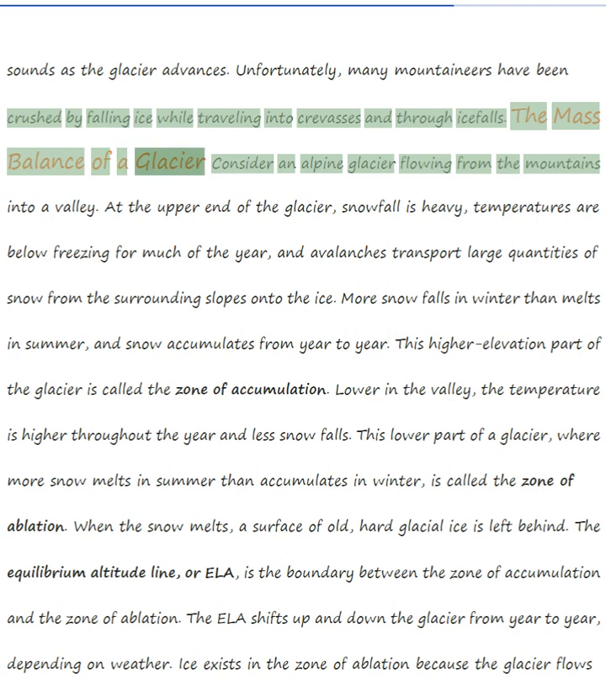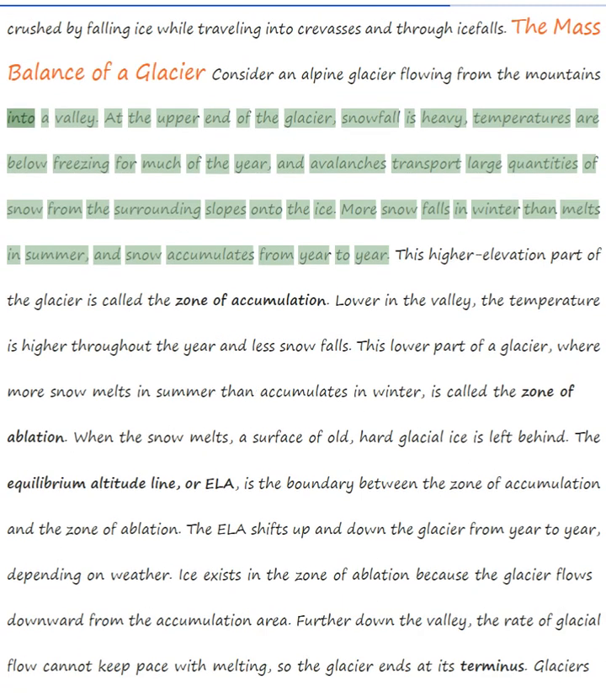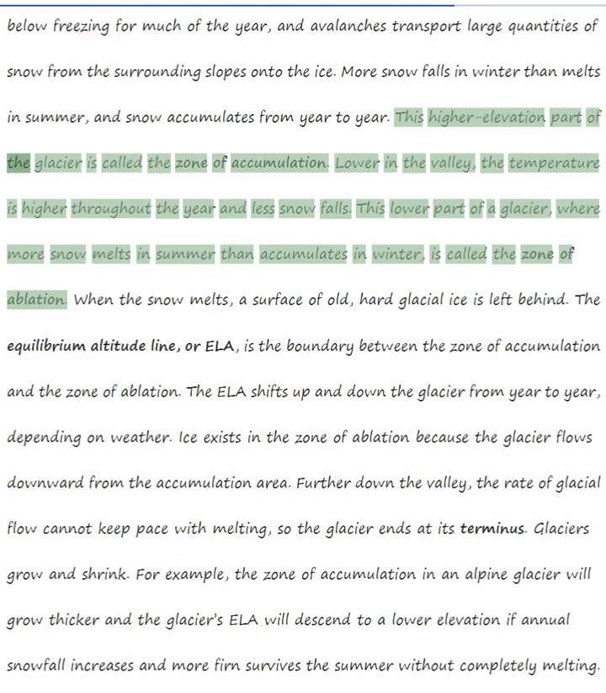The mass balance of a glacier. Consider an alpine glacier flowing from the mountains into a valley. At the upper end of the glacier, snowfall is heavy, temperatures are below freezing for much of the year, and avalanches transport large quantities of snow from the surrounding slopes onto the ice. More snow falls in winter than melts in summer, and snow accumulates from year to year. This higher elevation part of the glacier is called the zone of accumulation.